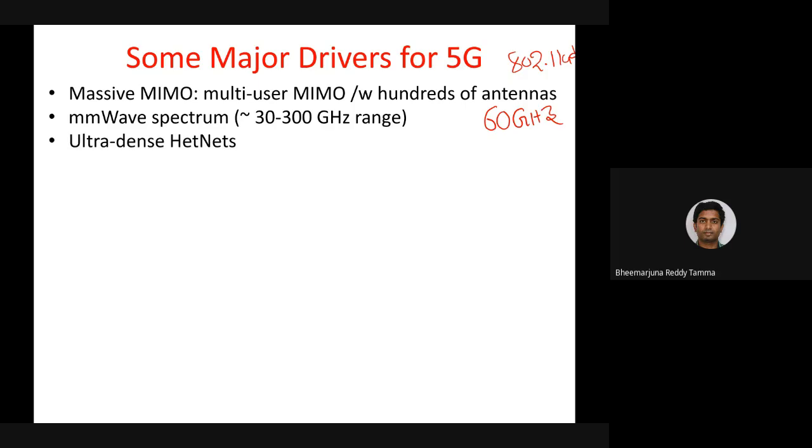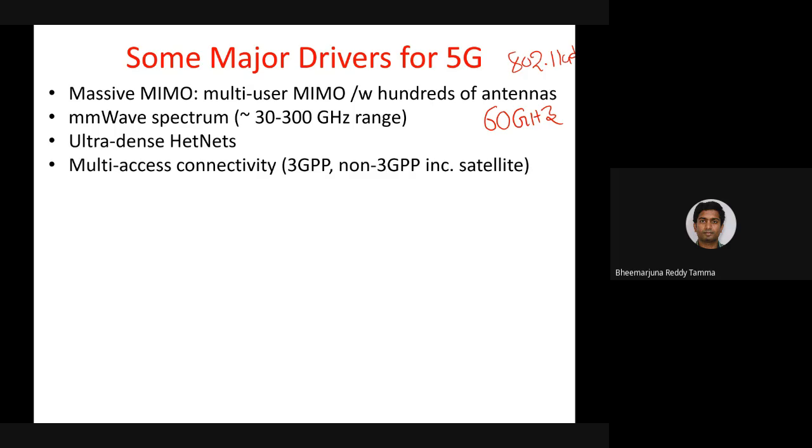And the other one is ultra dense heterogeneous networks. I was talking about 5G more like a small cell and 4G being a macro cell. An operator can think of deploying many such base stations which overlap with each other, but they have to talk with each other to avoid interference, especially for cell edge users. And this is also a very interesting feature of 5G.